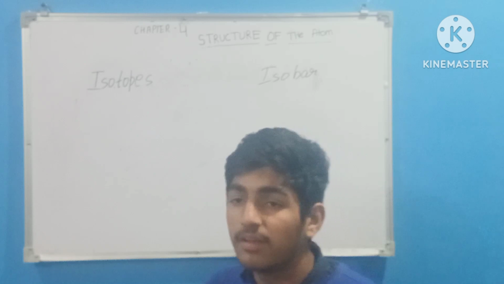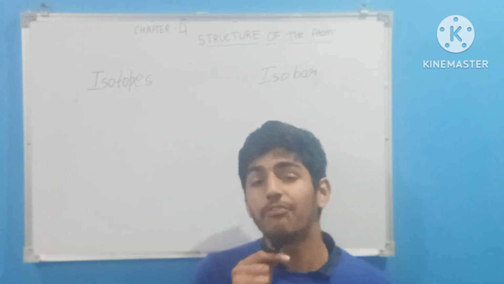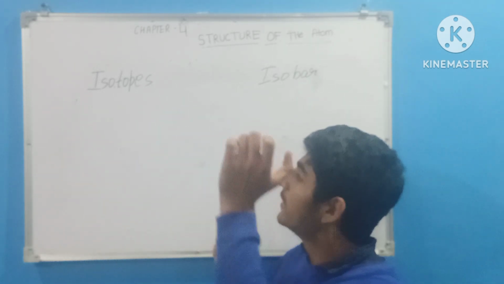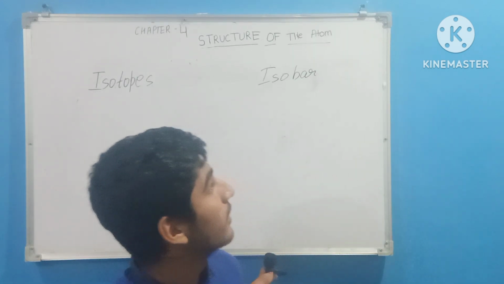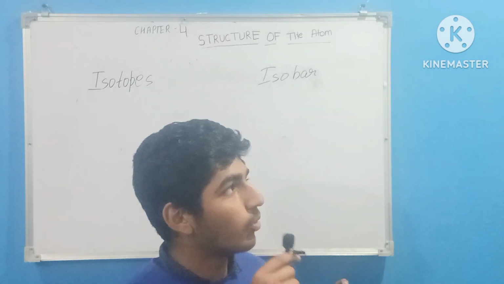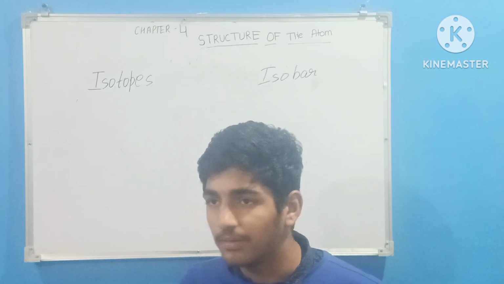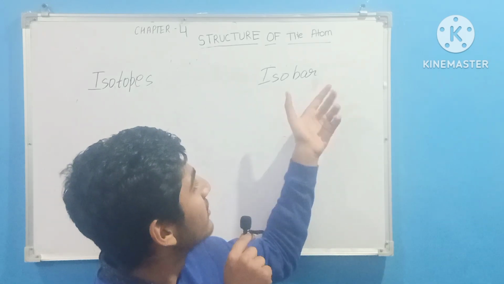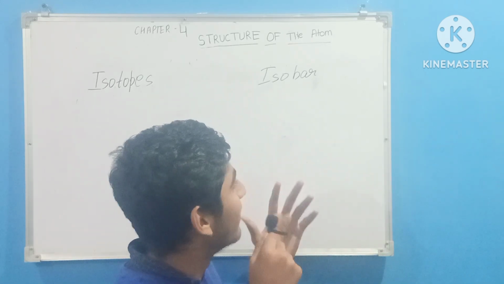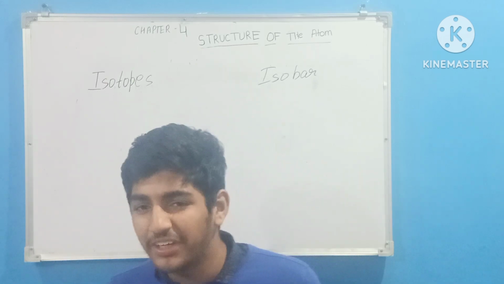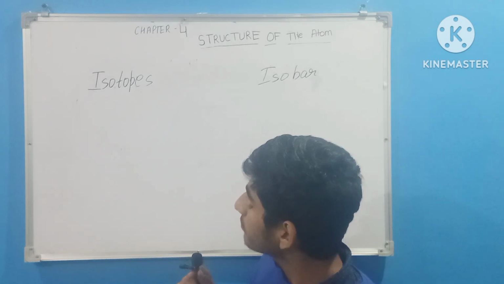Atoms of the same element having the same atomic number but different atomic mass come in the category of isotopes. Atoms of different elements having different atomic numbers but the same atomic mass are isobars. So how are you going to learn this? You can use a trick. In the last, there is 'bar', something related to weight, so you can learn it like this. It is very confusing if you try to remember it for a long time.